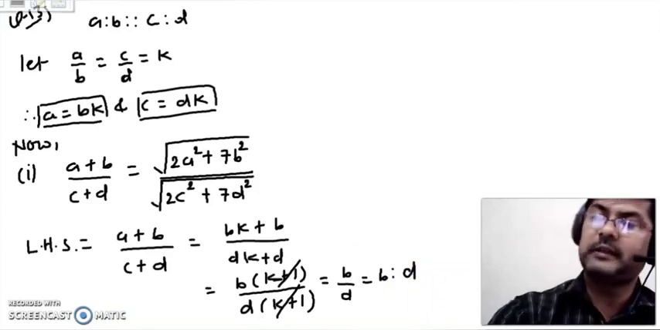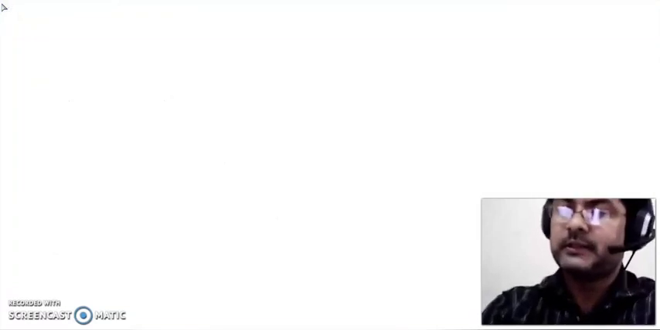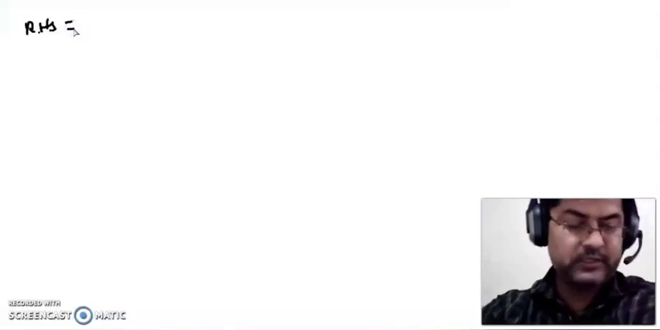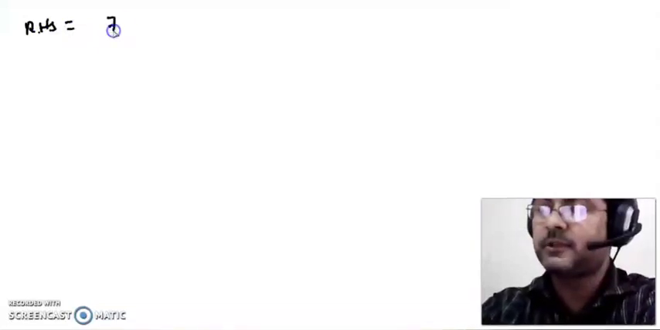Now let us solve the right hand side. Okay, RHS is given to be 2A square plus 7B square.